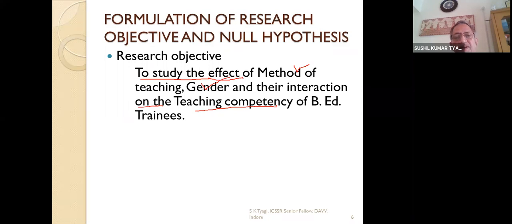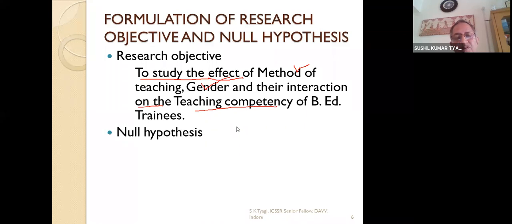Similarly, it could be in other situations to study the effect of methods of, say, increasing memory, residential background, and their interaction on the memory of, say, class 10th students. So these variables will be changing. Syntax will remain the same. You replace these two main effects, method of teaching and gender, and the dependent variable, and you will generate a new research objective.